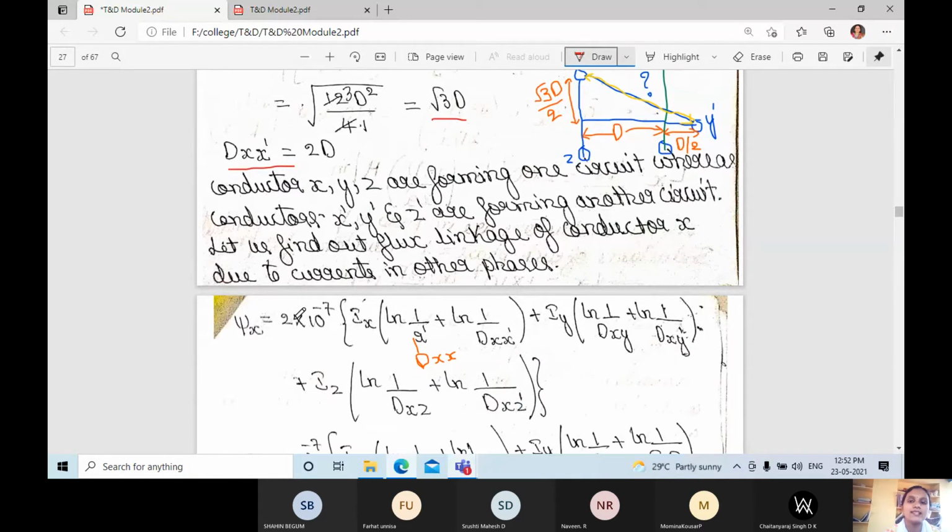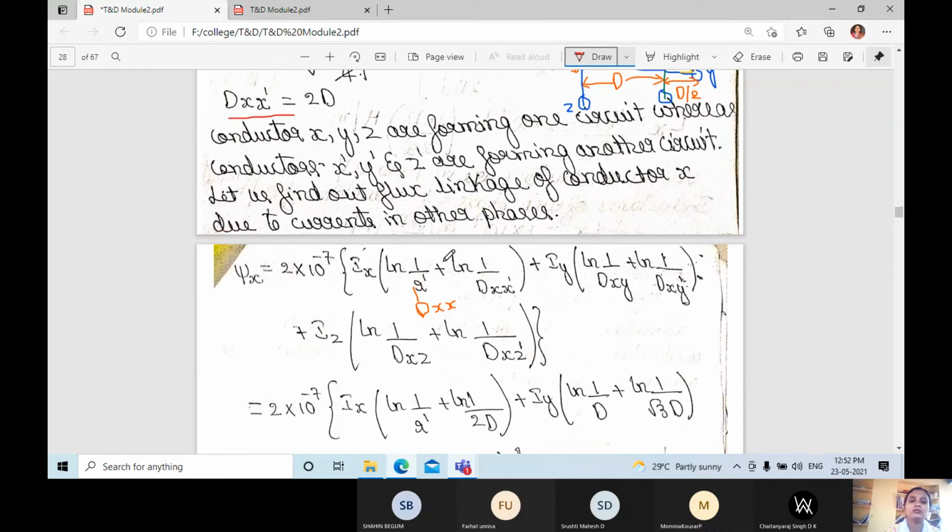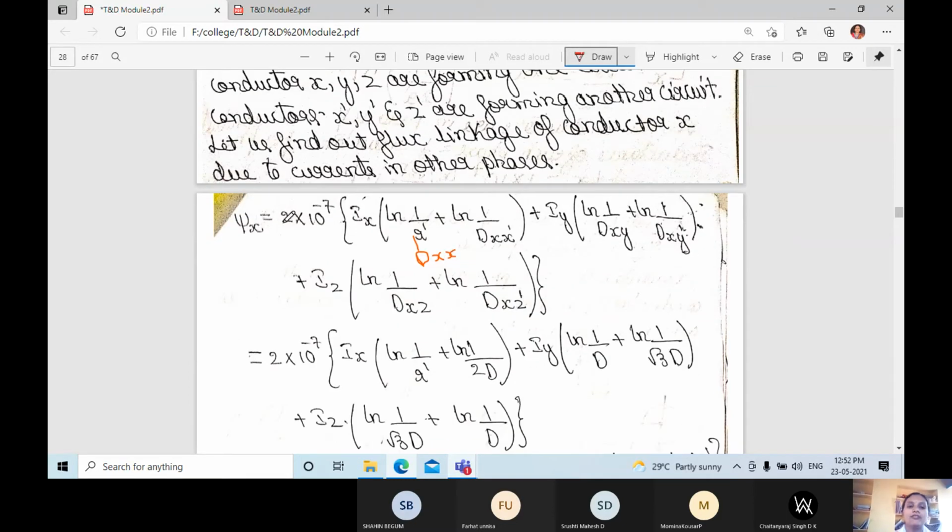Next, conductors x, y and z form one circuit, where conductors x dash, y dash and z dash form another circuit. Let us find the flux linkage of conductor x due to current in other phases. That is psi x, the flux linkage of conductor x, equal to 2 into 10 to the power of minus 7 ix ln 1 divided by r dash. This is nothing but dxx.